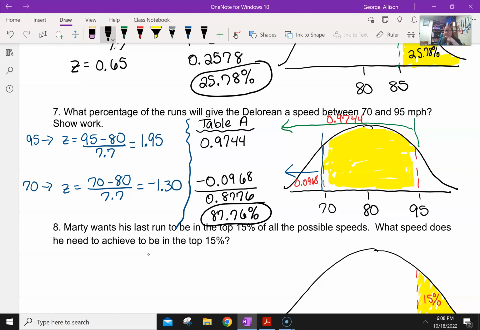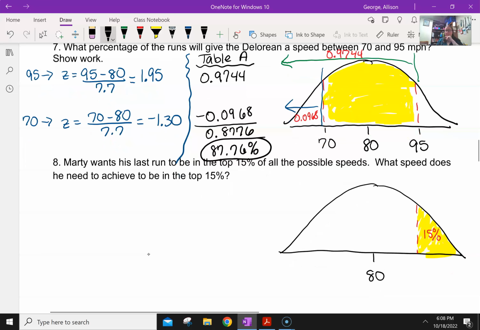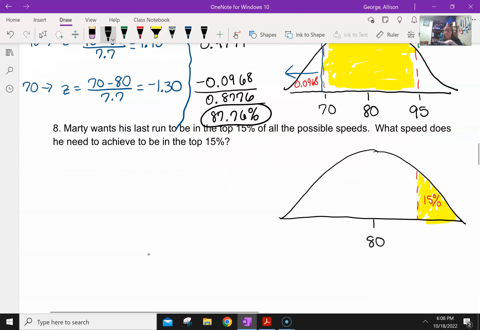All right, last one we're going to talk about. Marty wants his last run to be in the top 15% of all the possible speeds. What speed does he need to achieve to be in the top 15%? So if we're looking for the top 15%, that means the fastest speeds. So we're shading over to the left, and we want to figure out that top 15. We don't actually know what that value is on the x-axis. That's what they're asking us to find.